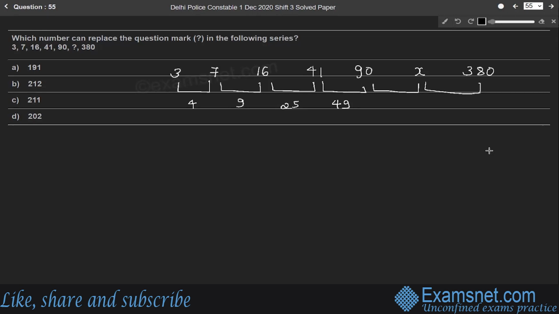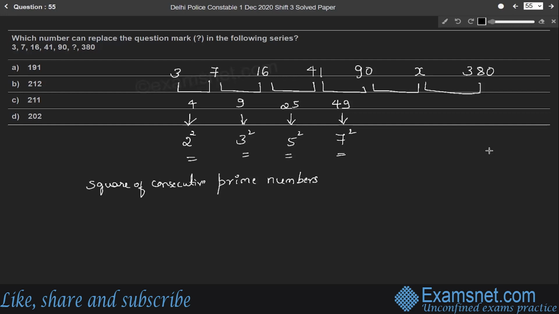Before finding the next differences, look at the number 4. It is the square of 2. Number 9 is the square of 3. Number 25 is the square of 5. Whereas number 49 is the square of 7. So here 2, 3, 5, 7 are prime numbers. So this gap is filled by the square of consecutive prime numbers.